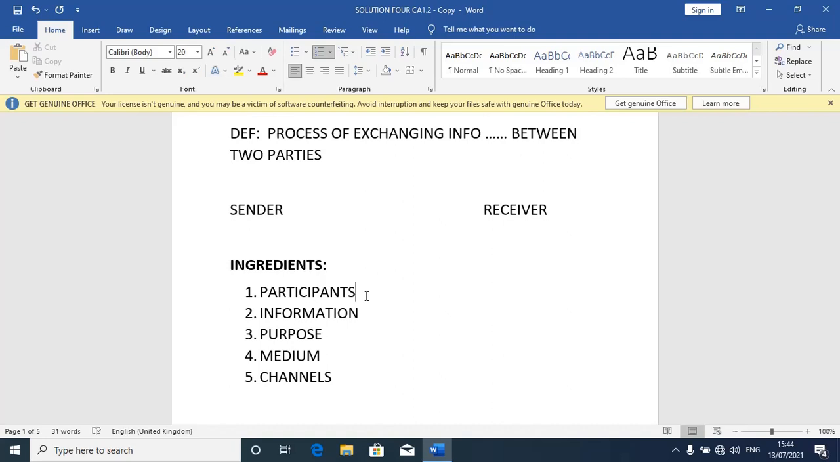Ingredient of communication number 2 is the information itself. The information actually is what kickstarts the communication. If there is no information to be communicated, communication cannot take place.